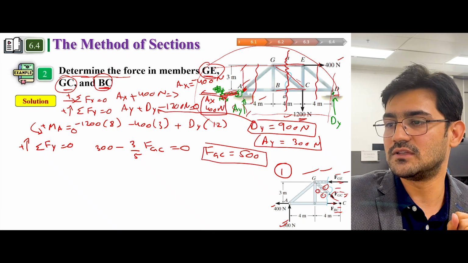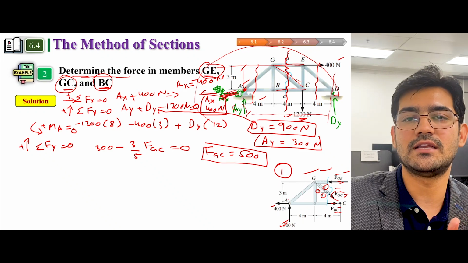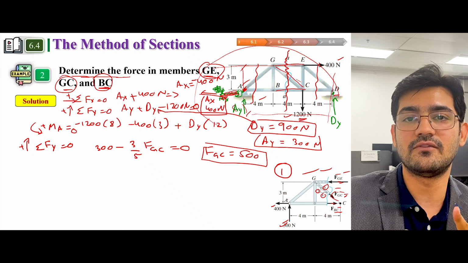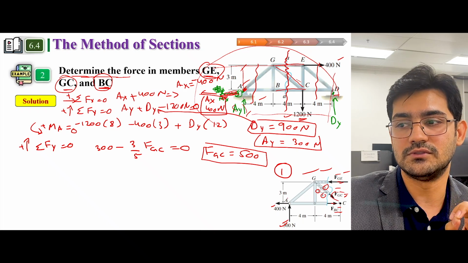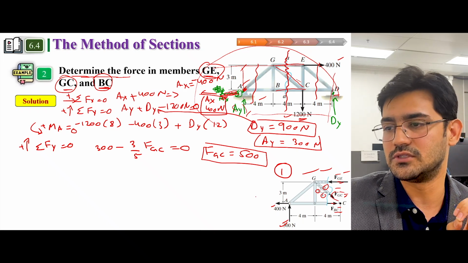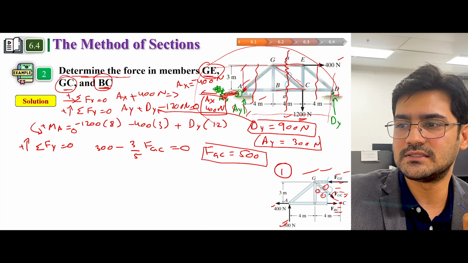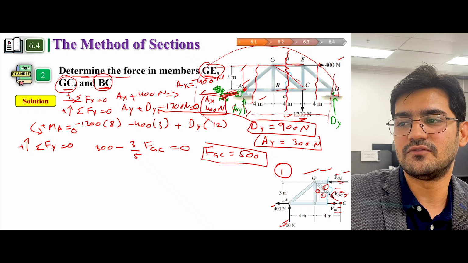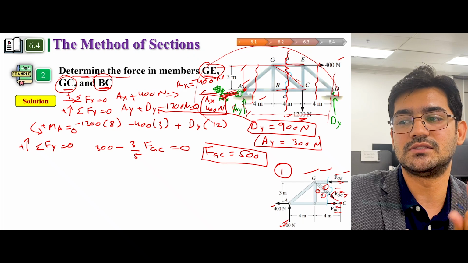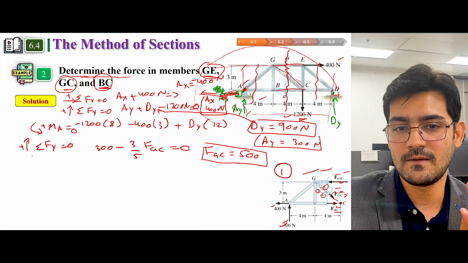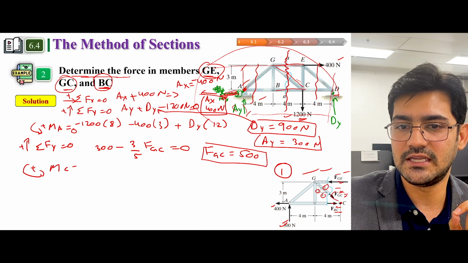Okay, now how to solve for the other two components? Now you have three options. Either you can take summation of Fx equal to 0, or summation of Fy equal to 0, or you can take summation of moment at any point equal to 0. If I take summation of moment at point C, then you can see that FGC will be 0 and FBC will be 0, because they will be multiplied by a distance which is 0 in this case. So let's just take summation of moment at point C equal to 0.